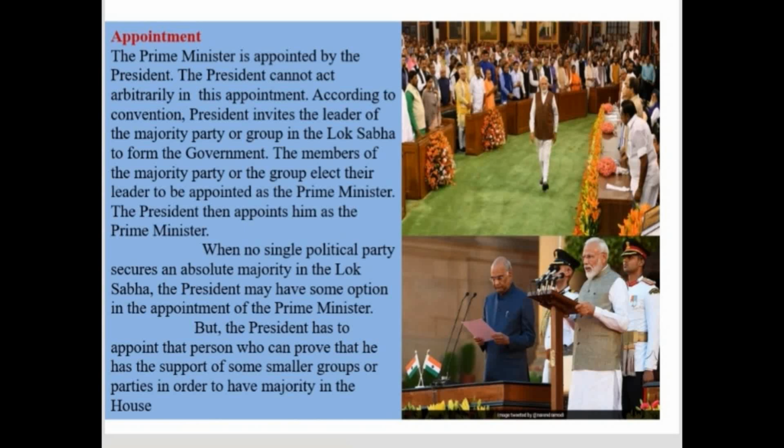Otherwise, if a single party wins the election, then it is not a big problem, because at this time that single party itself will sit and decide their leader. They will nominate or send that name to the President, and the President has no option except to appoint him as the Prime Minister of the country.